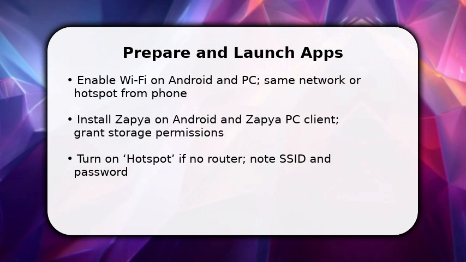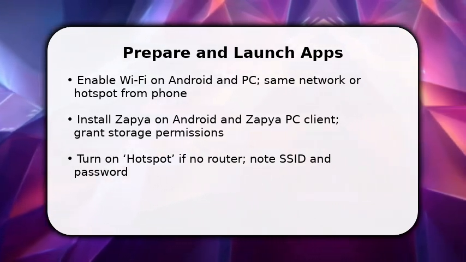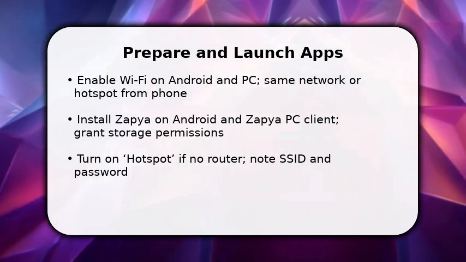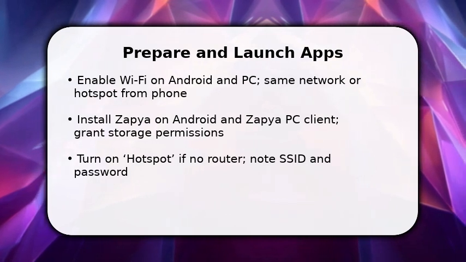On Android tap Send, on PC choose Receive. Make sure airplane mode is off and Bluetooth is enabled if prompted. This gets you into the app screens, where device discovery begins, and prepares you to create a connection.